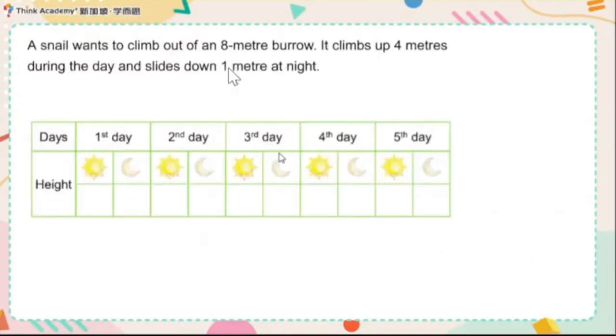Oh, you see snail and well again, right? It's another snail climbs well problem. Okay, and hopefully you realize which question it is. A snail wants to climb out of an 8-meter burrow and it climbs out 4 meters during the day and slides down 1 meter at night.